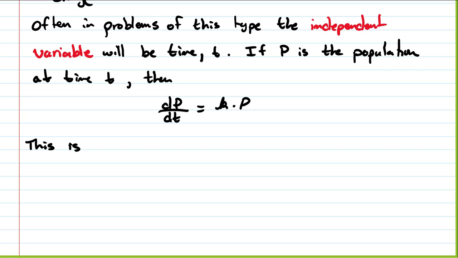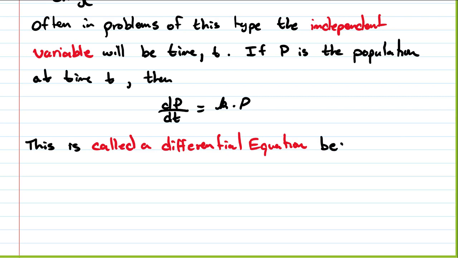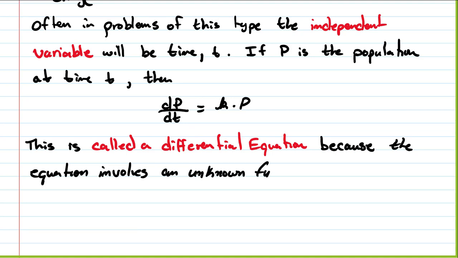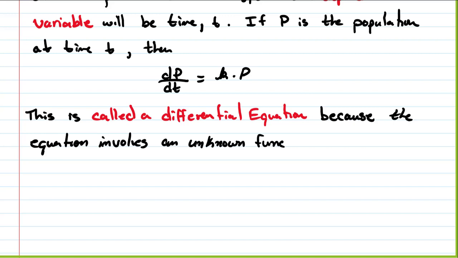So this is called a differential equation because the equation involves an unknown function p of t and its derivative dp dt.